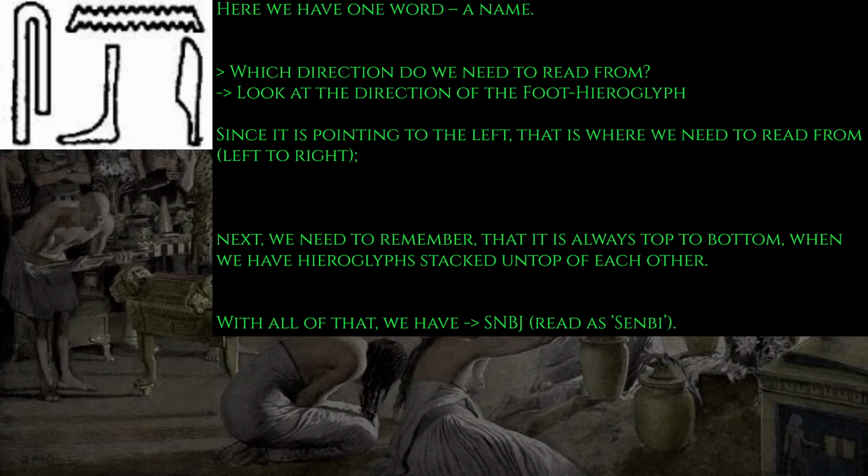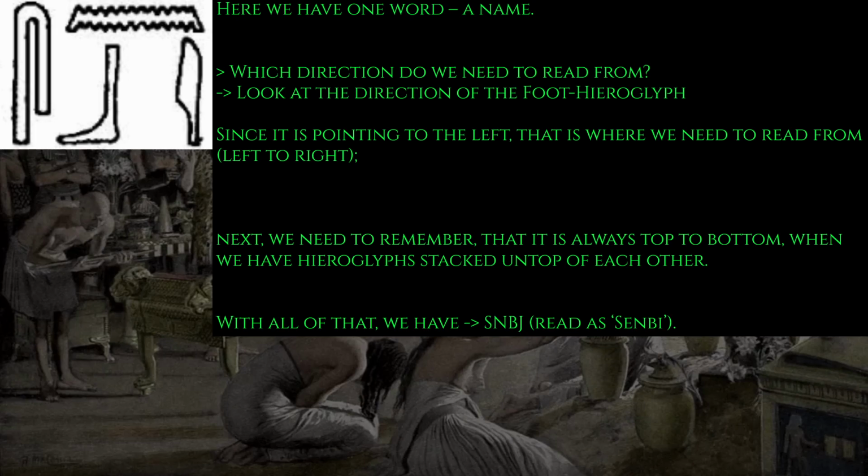Now, let us look at this word. With the previously learned unilaterals, if you remember from our second lesson, you should be able to read this name with ease. So, first, we need to figure out from which direction we have to read. For this, we can simply look at the Hut hieroglyph. Since it is pointing to the left, that is where we need to read from, left to right.